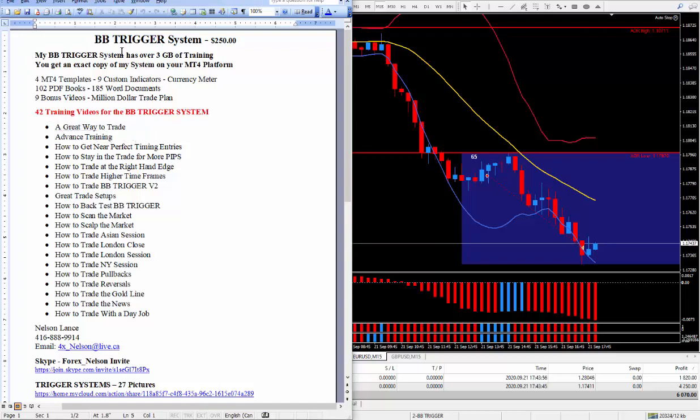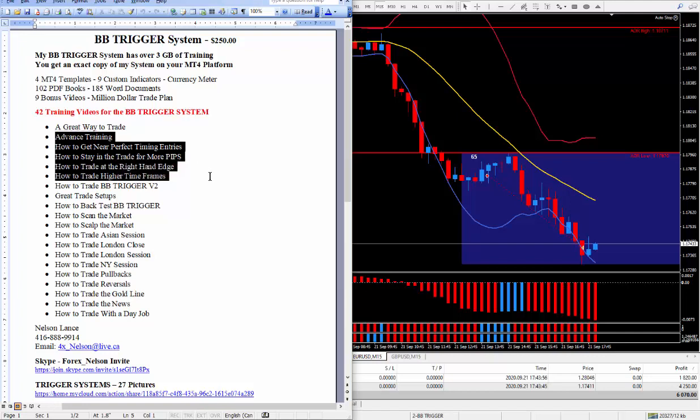Now what makes the BB trigger just a little bit better than my other trigger systems are within these 5, actually 6 right here. 1, 2, 3, 4, 5, 6. Now in every video right here, I give a lot of advanced trading and training, a lot of trading tips. I teach how to get near perfect timing entries. These are all new videos. I teach how to stay in the trade for more pips, how to trade at the right hand edge.